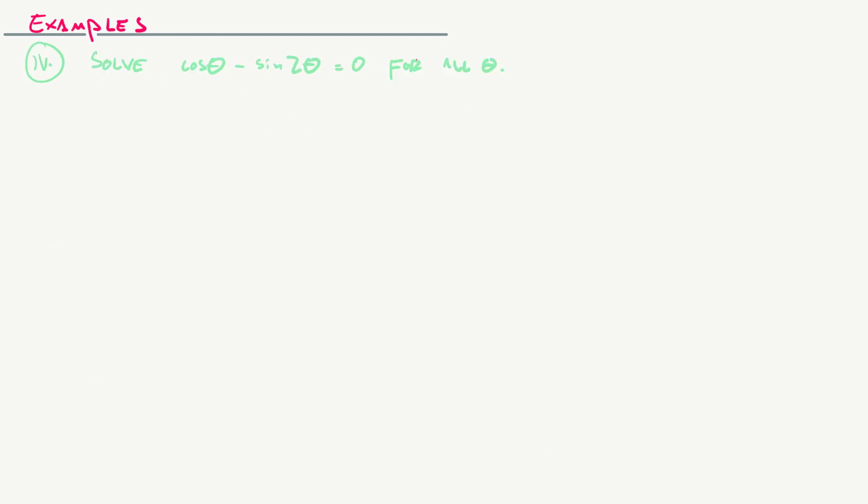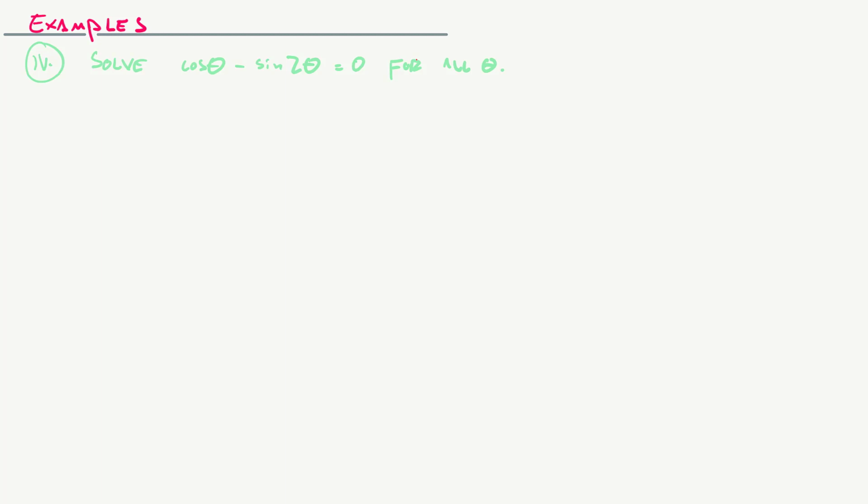Now, the last example that I wanted to cover is an equation. So this is a pretty basic one, but I just wanted to show you there are some pretty cool things you can do with double angle identities to help you solve equations. For example, this one says the cosine of theta minus the sine of 2 theta is equal to 0. We want to solve this for all theta, which means we're going to have to do the plus 2 pi n or the plus pi n or whatever it is that we end up getting.